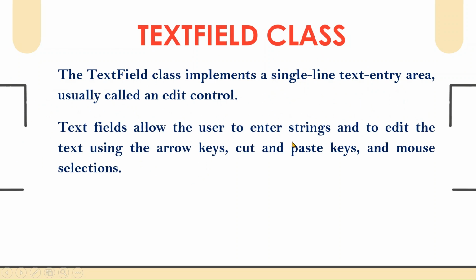Text fields allow the user to enter strings and to edit the text using the arrow keys, cut and paste keys, and mouse selections. So you can type in some data, select it, cut it, then paste it in another text box, and mouse selections can also be done in order to select some text.